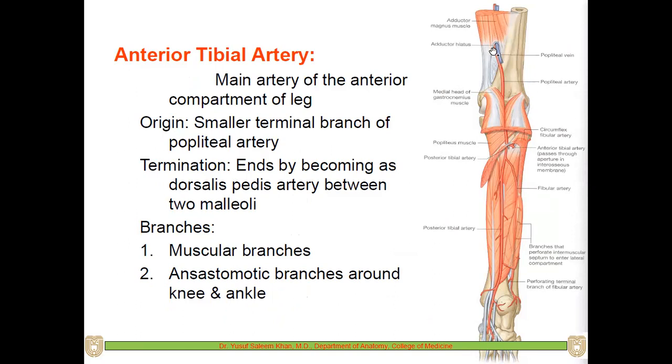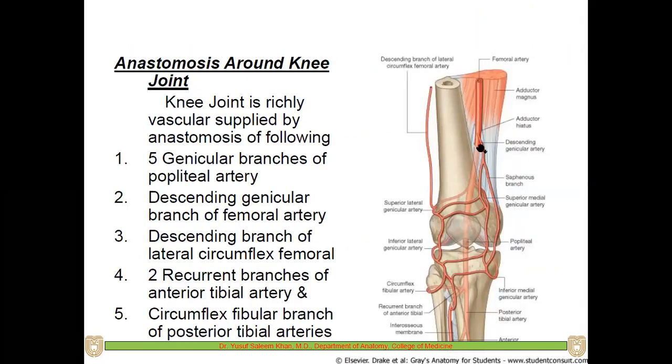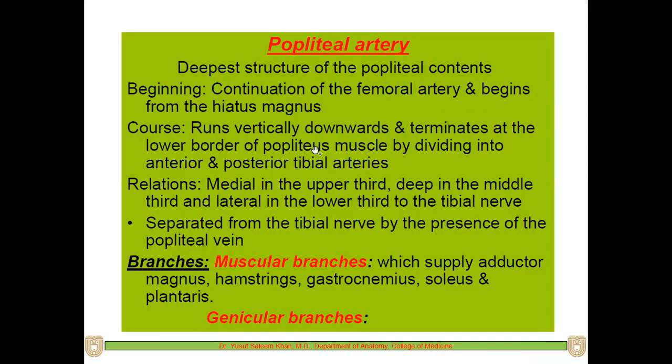Hiatus means opening, which lets structures pass from the thigh into the popliteal region. So here also you can see it is piercing. It runs vertically downwards and terminates at the lower border of the popliteus muscle by dividing into the anterior and posterior tibial arteries.